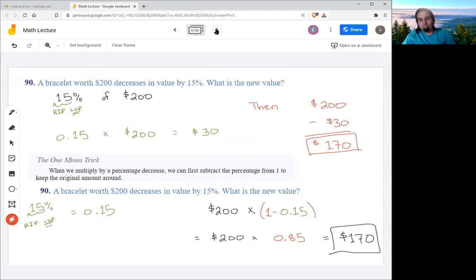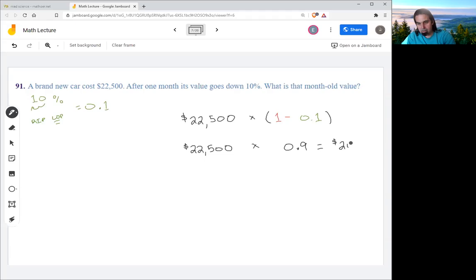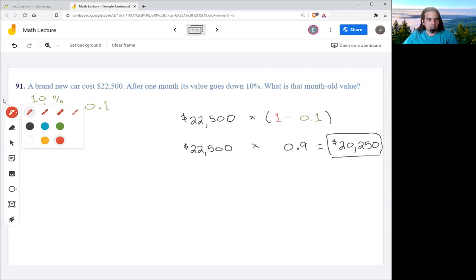For some people, they like writing it. Other people, that part confuses them, and they just want to say the opposite of 10% is 90% and do it that way. I'll actually write both. So maybe we're saying that we're going to multiply by 1 minus the 0.1. Whatever that is, 20,250.